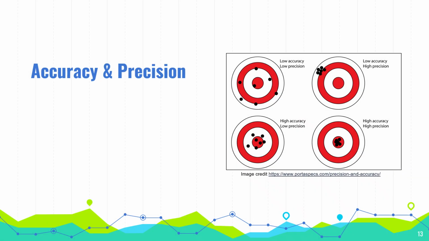Quick vocab check here. Define accuracy and precision. Hopefully you remember that accuracy is all about getting values, data points that are close to the accepted or actual values, whereas with precision, you're getting data points that are close to each other.